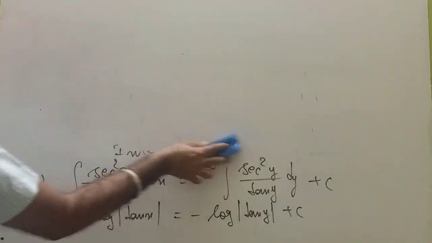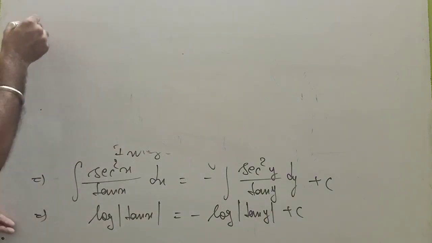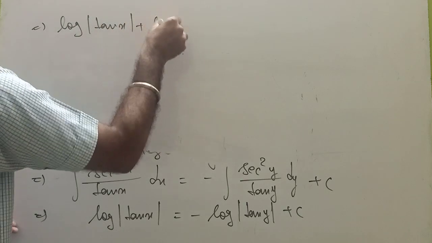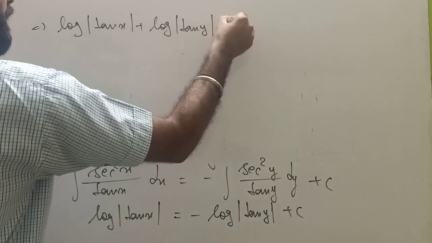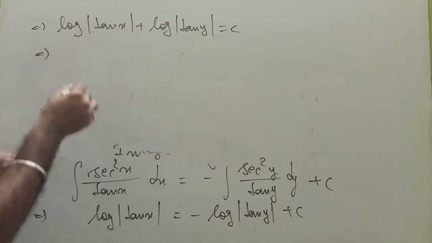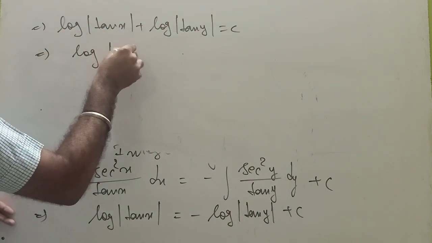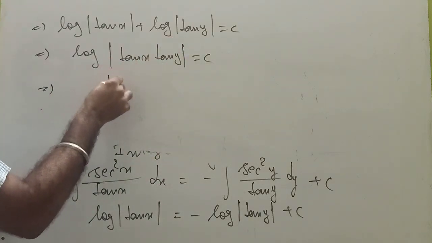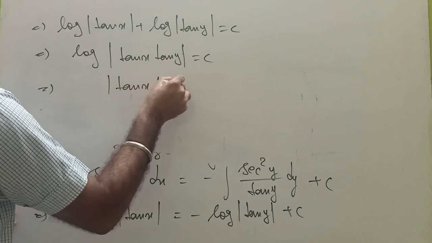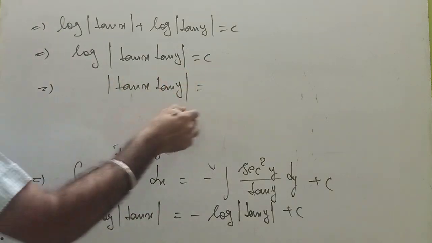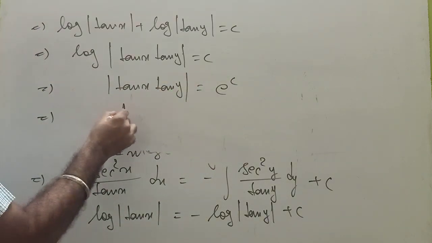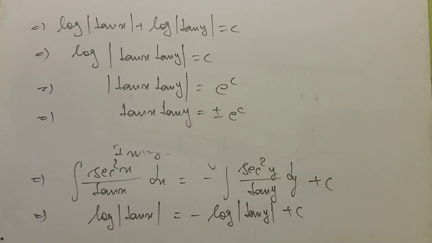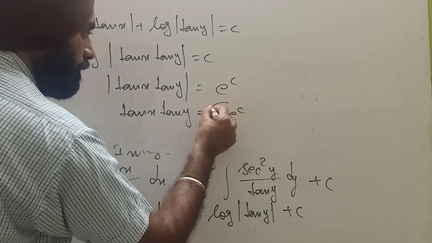In the next step, shift the log terms to the left hand side: log mod tan x plus log mod tan y is equal to c. There is log a plus log b, and this can be written as log of a multiplied by b, is equal to c. Now mod tan x tan y, when we remove log then there will be e raised to the power c. Now remove the mod: tan x tan y is equal to plus minus e raised to the power c. Now this plus minus e raised to the power c is a constant quantity.